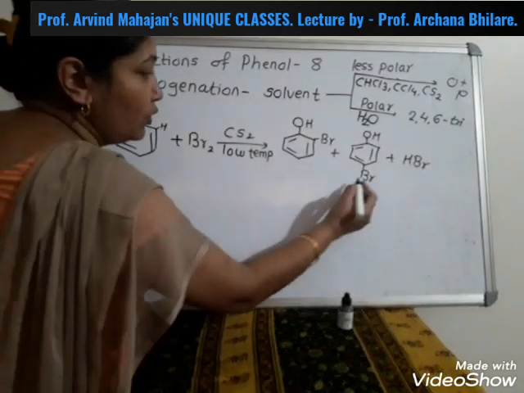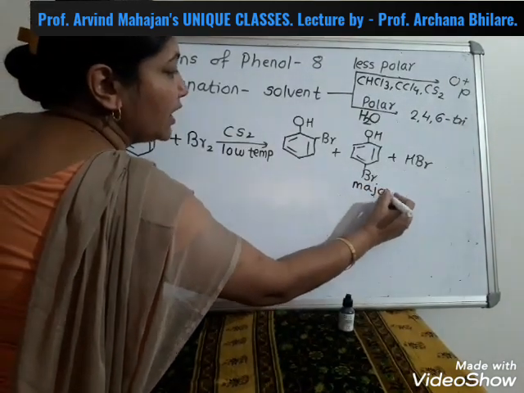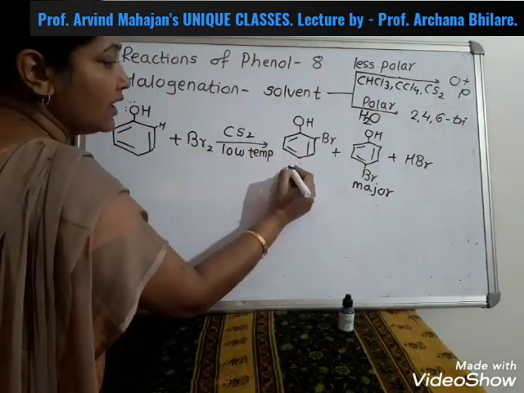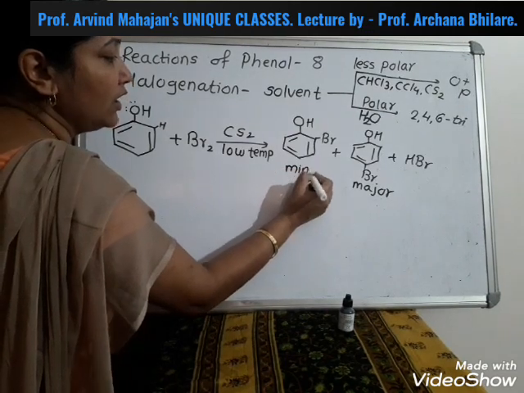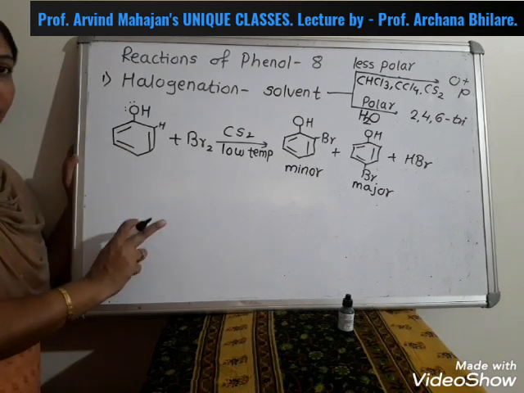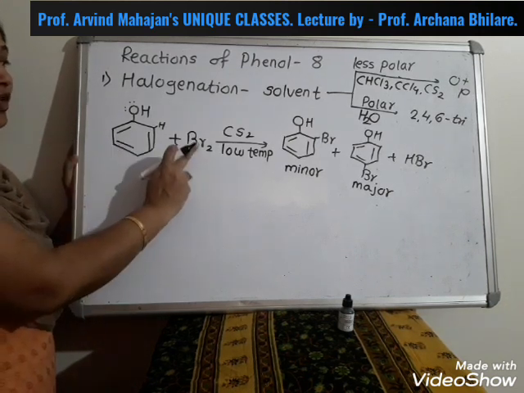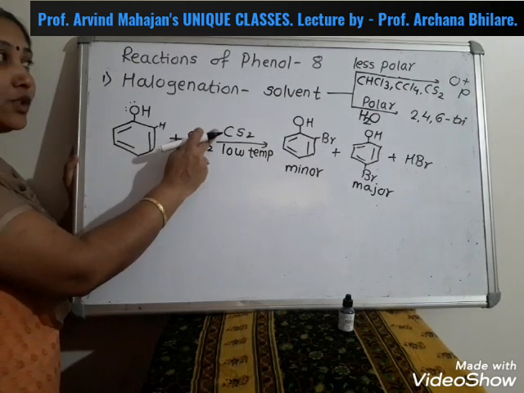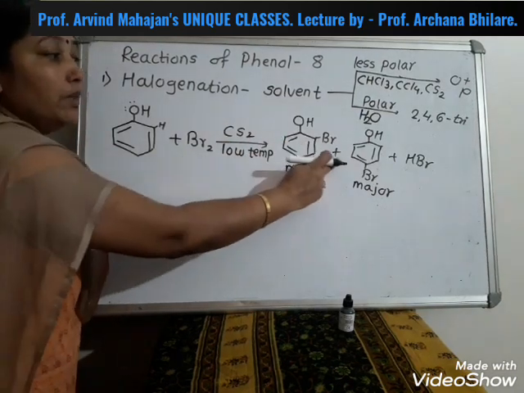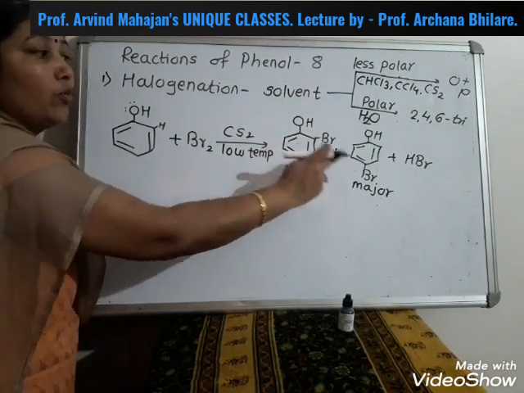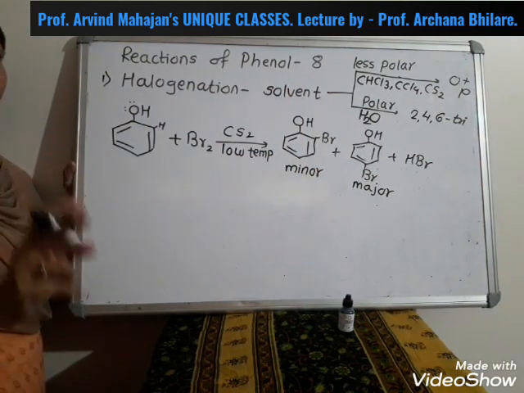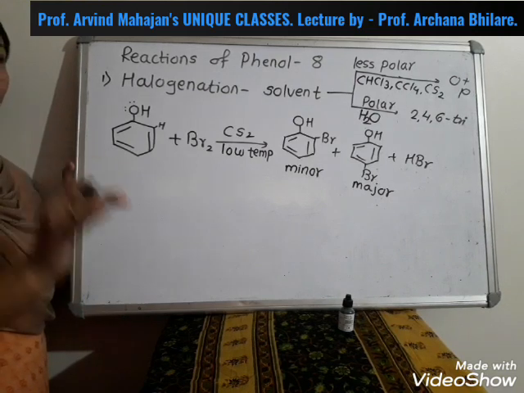Now out of these two, this is a major product because two bulky groups are away from each other. In this case they are ortho with respect to each other, so there is steric hindrance and we get minor product. Is this clear? So when phenol reacts with bromine in presence of less polar solvents at lower temperature, we get mixture of ortho-bromophenol and para-bromophenol, in which para-bromophenol is major product.